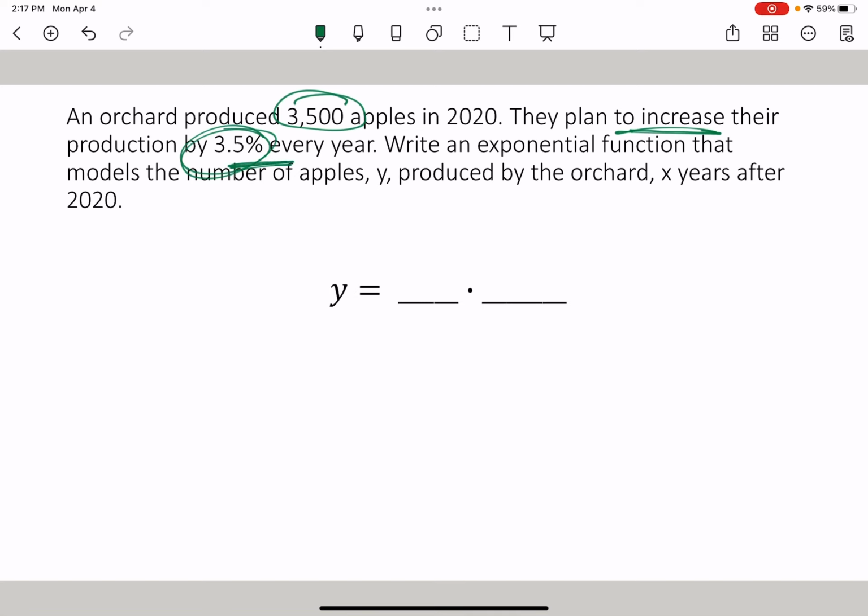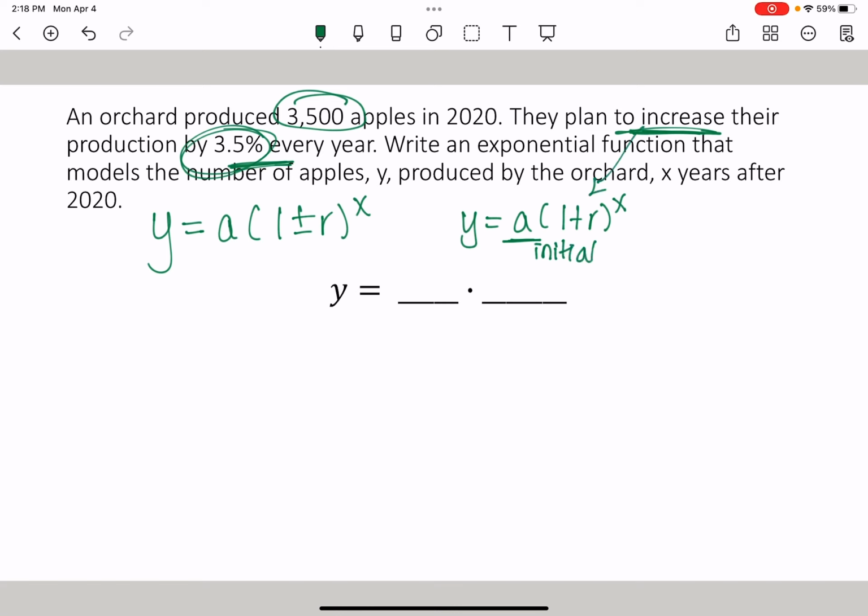Remember, anytime you see that percentage sign, we know we need to use the form of the equation a times 1 plus or minus r to the x. So it says that it's going to increase their production. So I know that I'm going to need to use the form y equals a times 1 plus r to the x. So now I just need to figure out what values go here. So a is the starting value or the initial value. So that means that I'm going to use 3,500 because that's where it starts off at.